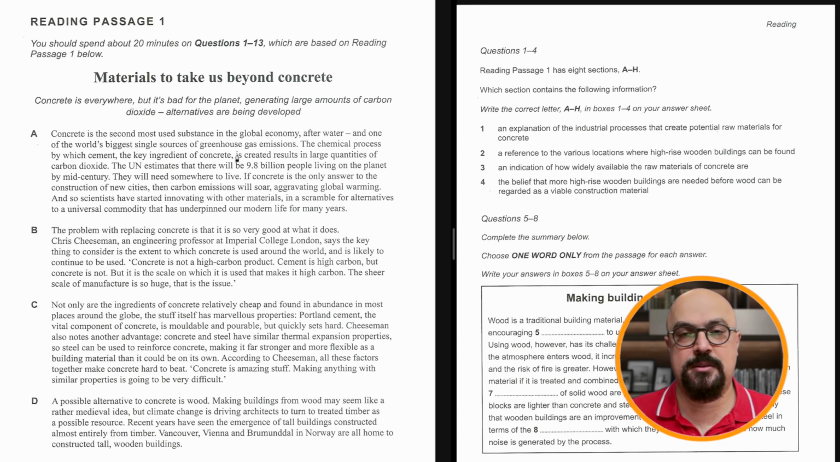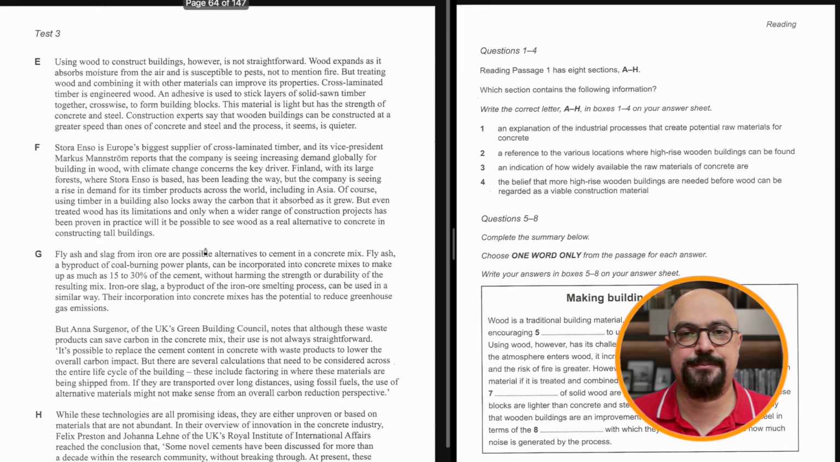And the best parts to look at first are the heading, which says Materials to Take Us Beyond Concrete, and the subheading, and the thesis statement, which is the last sentence of the introduction, and the first sentence of each paragraph in the body. Okay? All these first sentences up to the end.